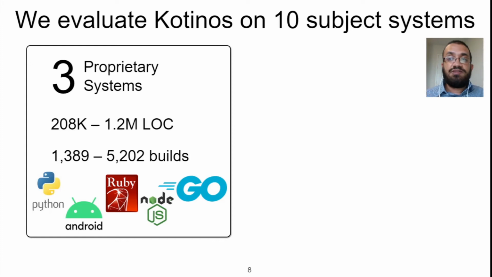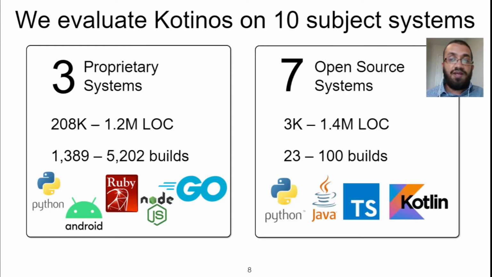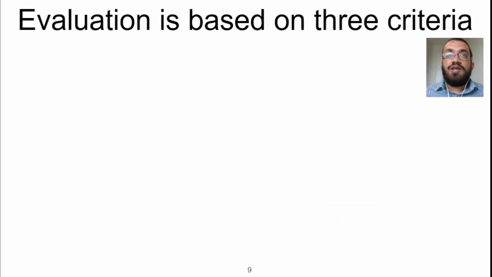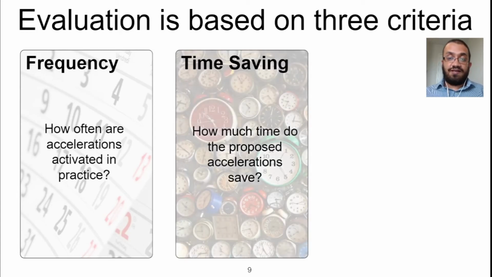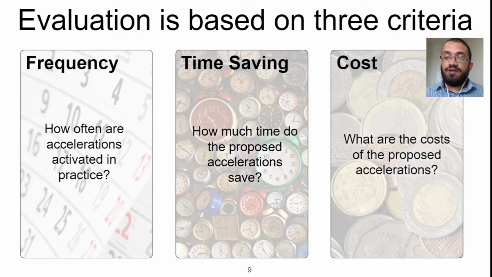We used 10 subject systems for our evaluation, 3 proprietary and 7 open source systems developed using multiple programming languages and having code up to 1.4 million lines of code. Our evaluation is based on 3 criteria: how often are accelerations activated in practice, how much time do the proposed accelerations save, and what are the costs of the proposed accelerations. In terms of the cost, we look at what is the resource usage of our approach and whether the correctness is affected by our approach.